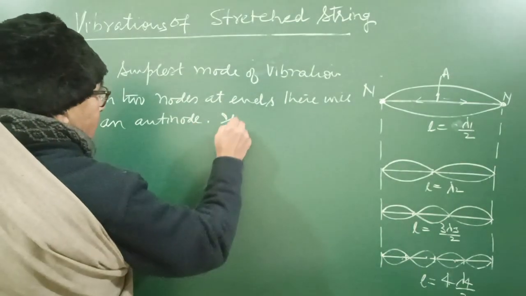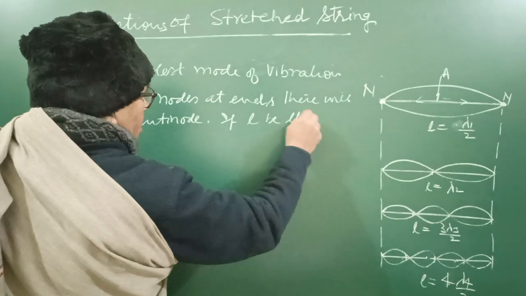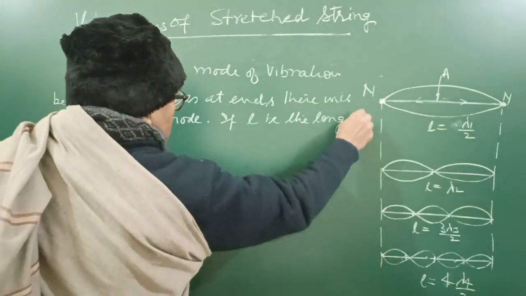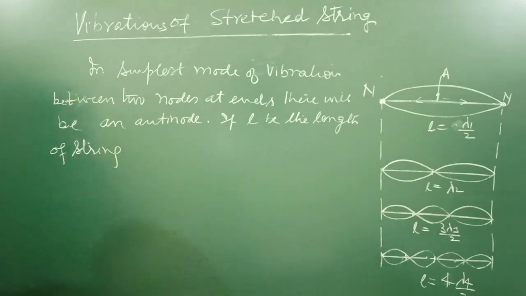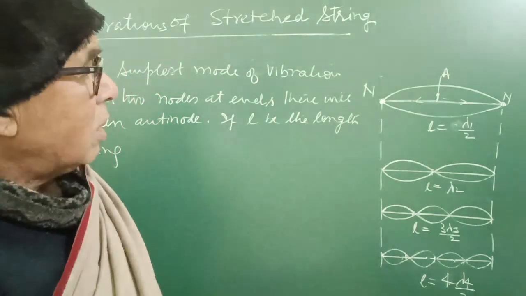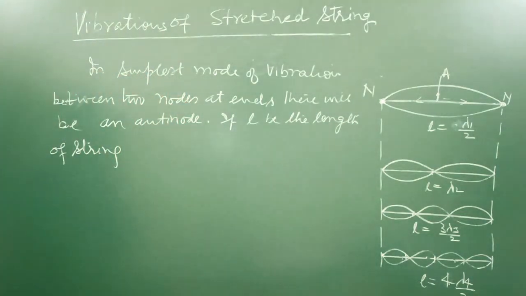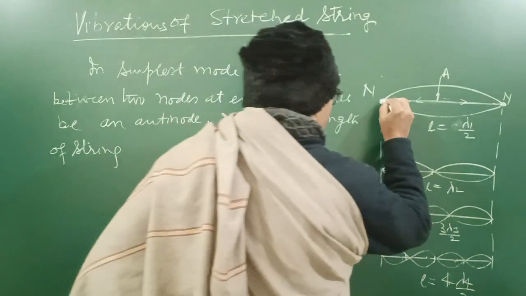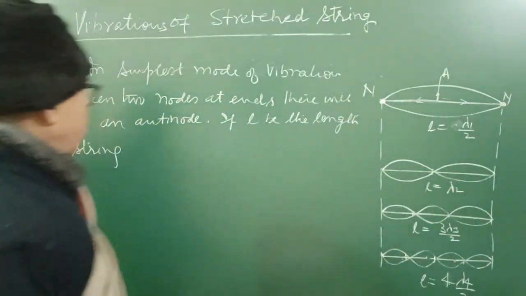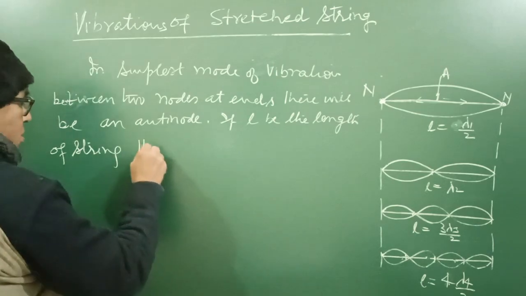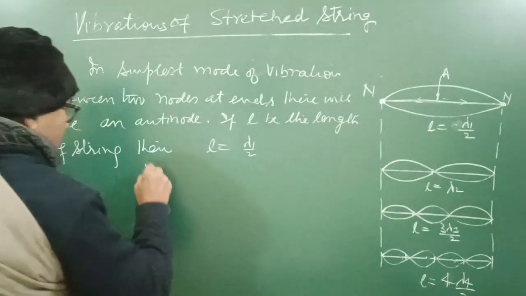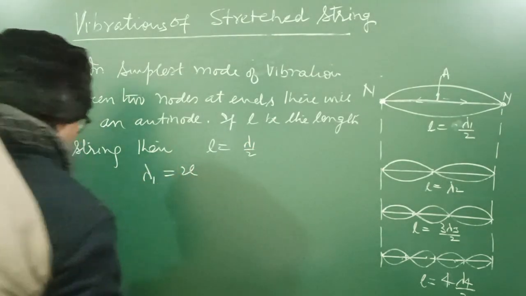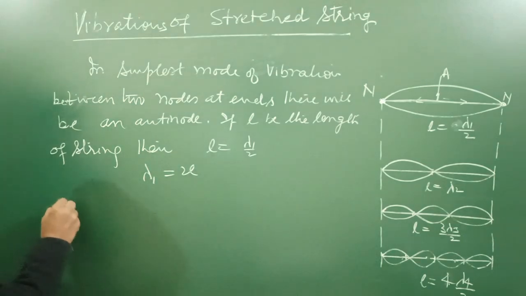So if L be the length of the string, the string may be a string of plastic thread, or maybe steel wire, or any material wire, or anything, but it should be in the form of string. Then L is equal to lambda 1 by 2, or lambda 1 is equal to 2L.